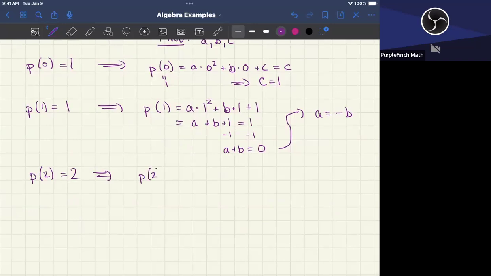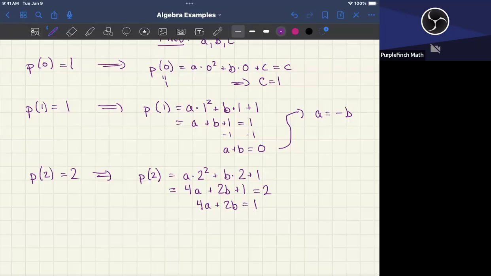When we plug in 2 for p of 2, we get a times 2 squared plus b times 2 plus our c value, which is 1. So this gives us 2 squared is 4, and I'm going to put our integer out front, 4 times a plus 2 times b plus 1. We know that has to be equal to 2. So let's reduce this a little bit. 4a plus 2b, if we subtract 1 from both sides, we get 4a plus 2b is equal to 1.